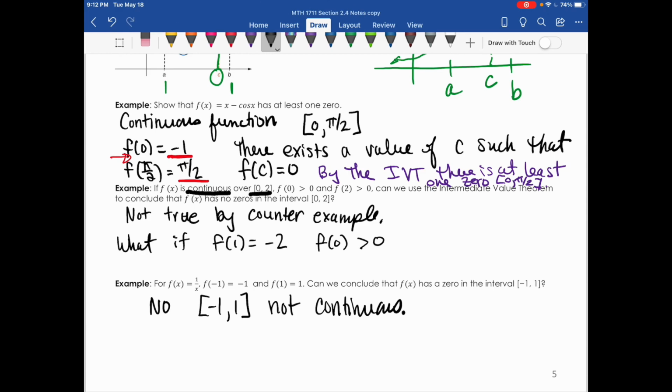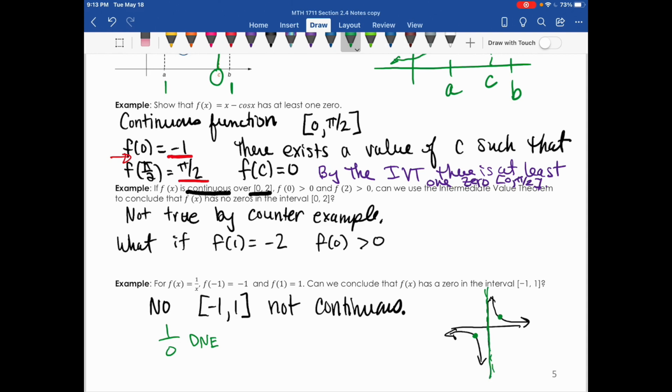And if you recall, the graph of 1 over x looks like this, where there's an asymptote at x equals 0, right? Because you can't divide by 0. 1 over 0 does not exist, and that's where our asymptote occurs. So if f of 1 is 1, so we have a point here, and f of -1 is -1, and we have that point here, we do not have a 0 on that interval.